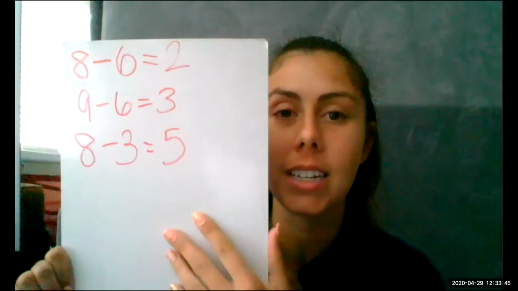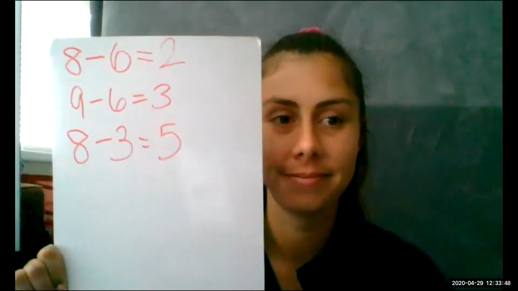Today for measurement, we will be discussing height. Remember, when we talk about height, we talk about how tall or short something is. Height is vertical. Vertical means it goes up and down. Last week, we talked about length. Length also discusses how short or long something is. Length goes from side to side and is horizontal.